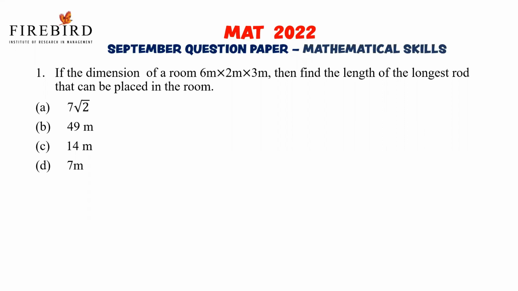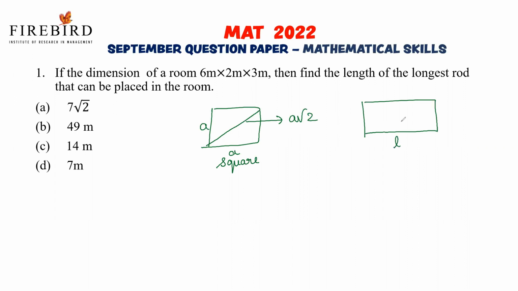Now, the first question: if the dimension of a room is 6 meter, 2 meter and 3 meter, then find the length of the longest rod that can be placed in the room. See, if it is 2 dimension, the longest rod is nothing but its diagonal. Take this, it is a shape of a square. We know that the diagonal of a square is a root 2. Square is nothing but where all the sides are equal. In case of a rectangle, the two sides are parallel, right? And the diagonal of the rectangle is square root of L square plus B square.